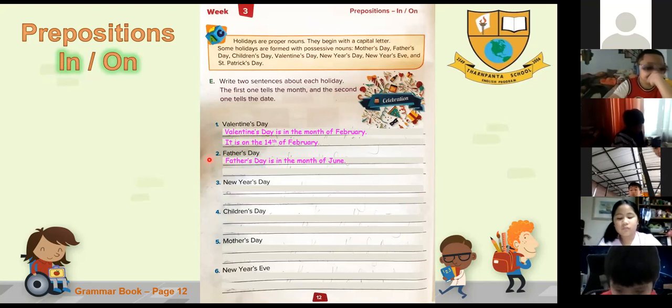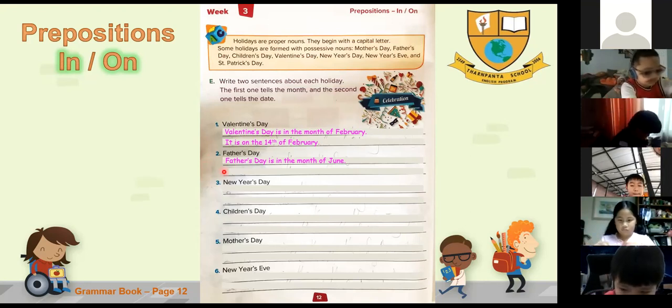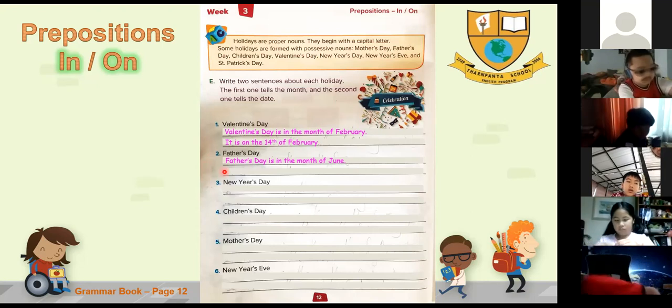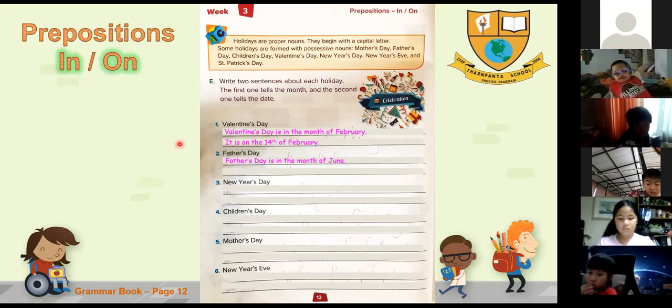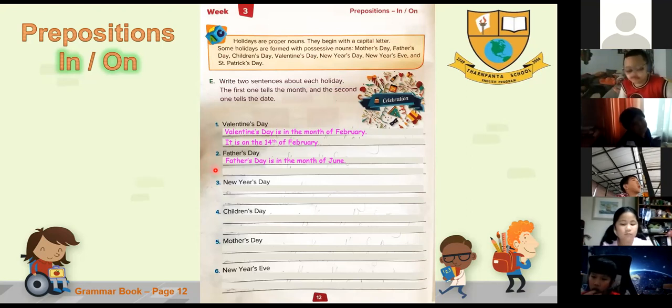Okay, and now we need to write the second sentence using the specific date, June 16, the preposition on, and the name of the holiday. What do you think? How do we write the second sentence? June 16. What do you think?